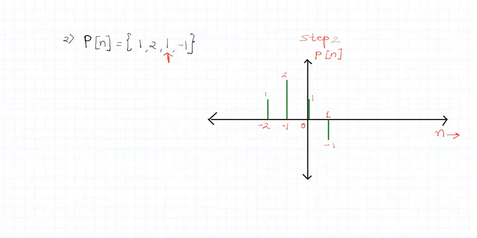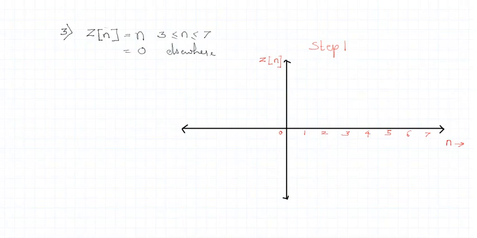Shall we move to the next example now? Let us go to Zn. So a sample example is given to you. Zn has an equation of n, and it exists from 3 to 7. Zn exists from 3 to 7.